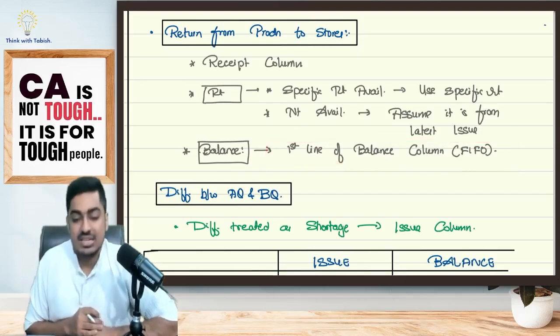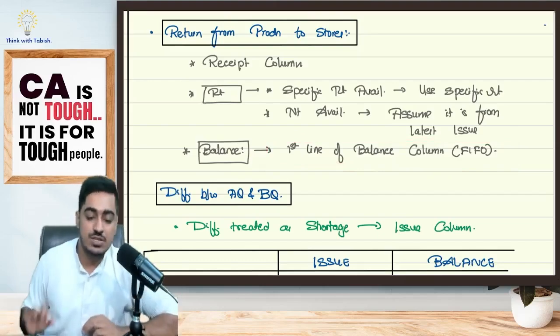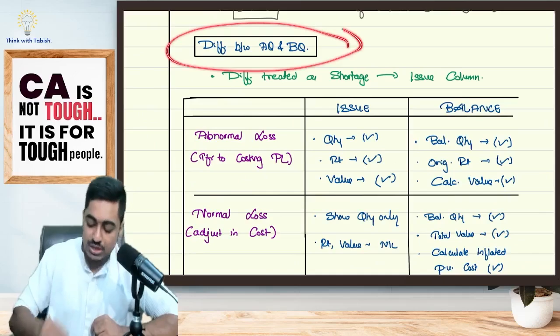Sir, we did not understand this. Don't worry, there is a question. Yes, the crux of that I have put here. Once we understand that question, you will understand this one also. Yes, the difference between actual quantity and book quantity.